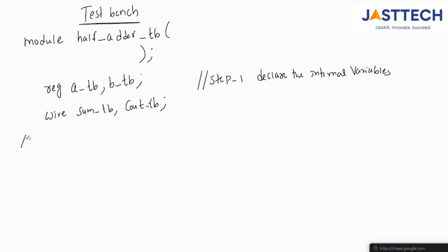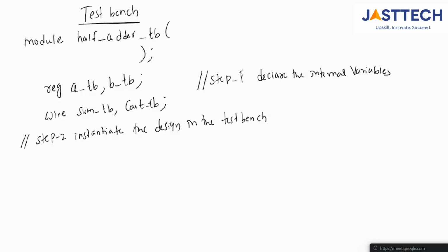Step 2. What is step 2? You need to instantiate the design in the test bench. You wrote the design, no? So that design you need to instantiate the design in the test bench. We already saw instantiation, no?